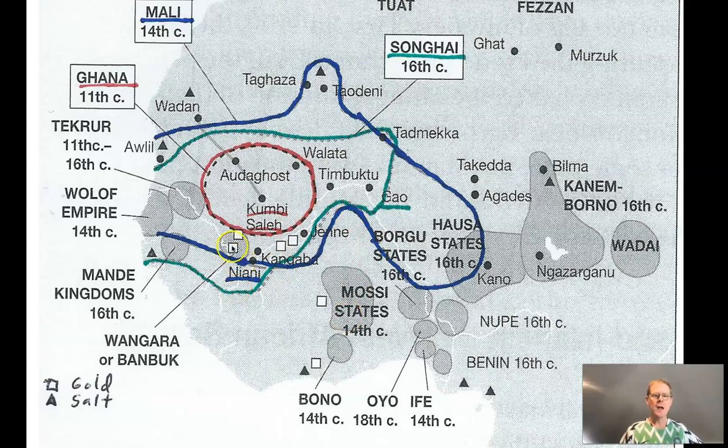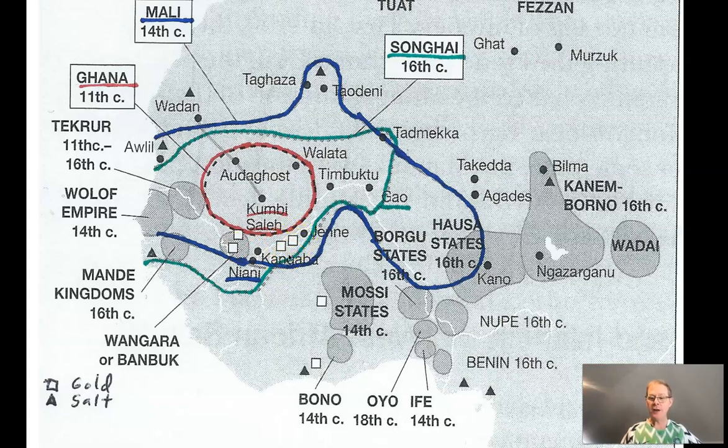The Bambouk gold fields right here are directly south of Ghana. So if you're going to mine this gold and then you want to trade it to the north, because that's where your market is, that goes right through Ghana. So Ghana is going to grow rich taxing this trade, but these mines are going to wear out sometime around 1000 or 1100 AD. And then they're going to shift over to mining over here, right?